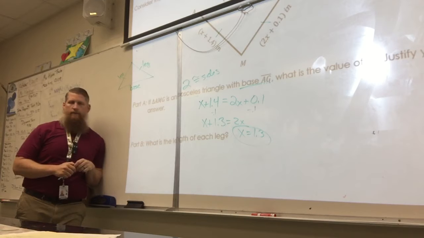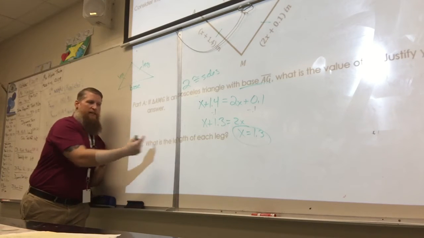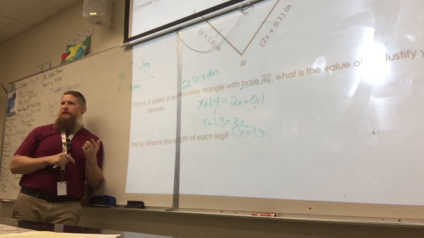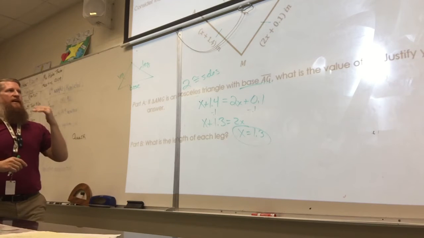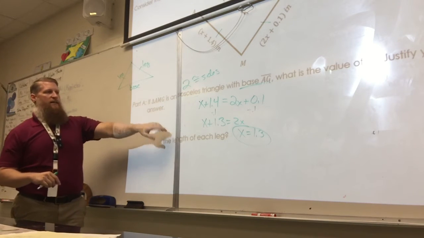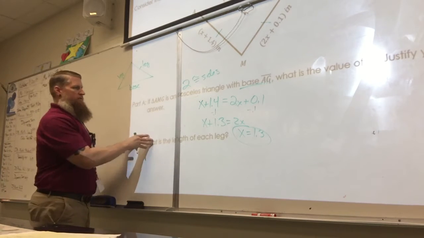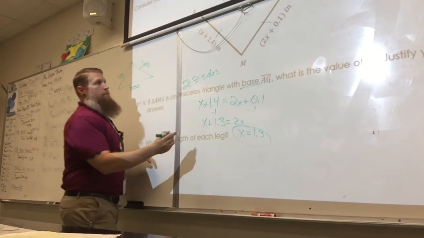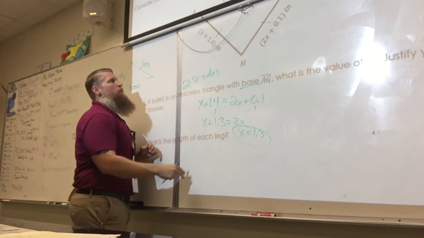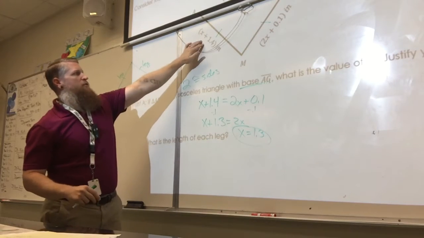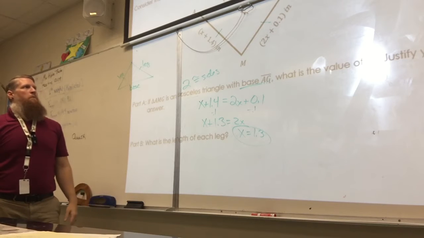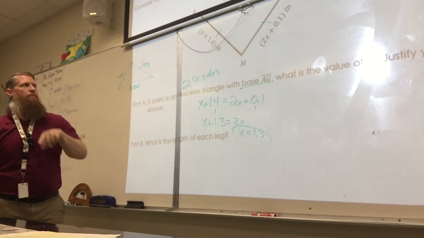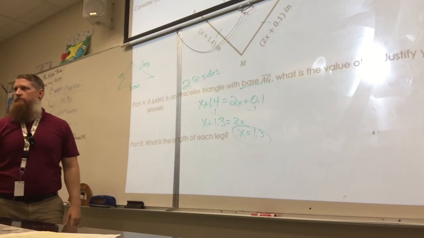Okay? So now when it asks for the length of each leg, you do not have to plug it into all the sides. I don't care about the length of the base. They're not asking me that. They're asking for the sides that I just used to solve for. Okay, so if I take my 1.3, do you want to plug it into the x plus 1.4 or the 2x plus 0.1? So AM or GM? GM?